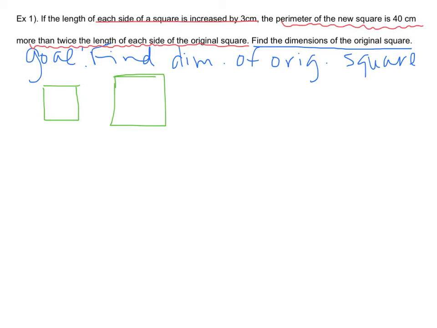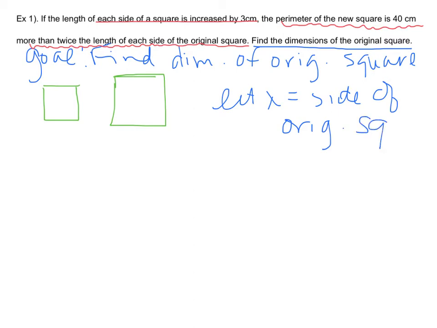So if I want to find the dimensions of my original square, what would that be? How can we represent the side of the original square? That's our unknown. So what is typically represented with an unknown? The variable, right on. So I actually have let x equal the side of the original square. So that is my x value.